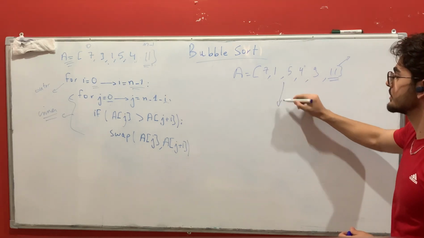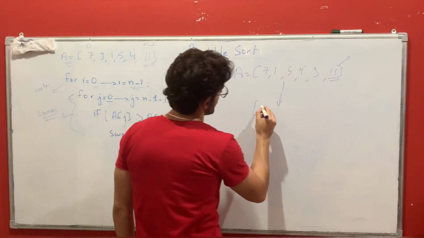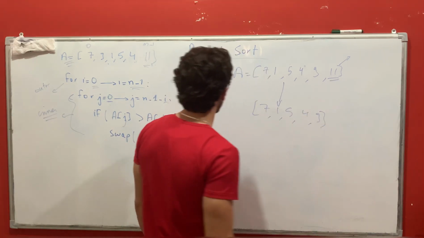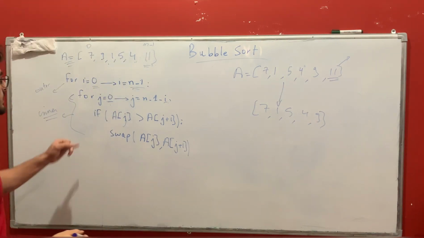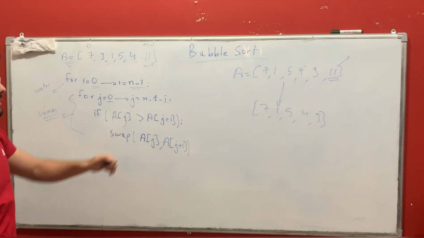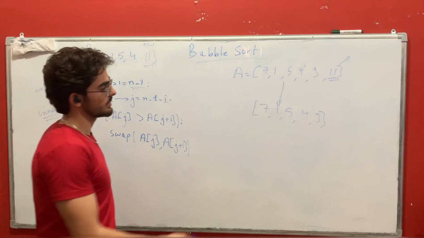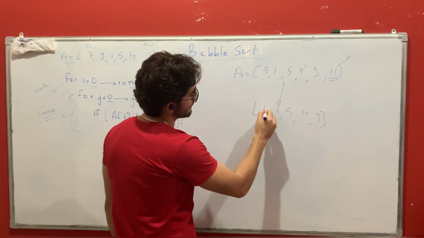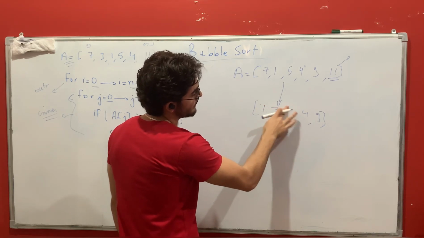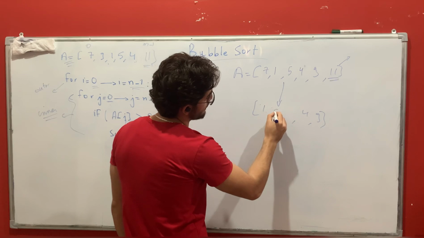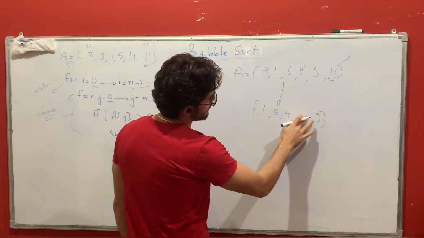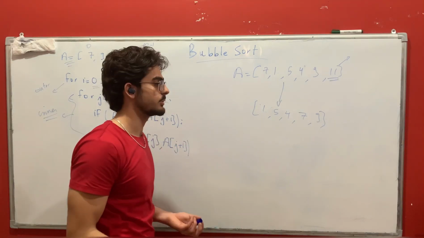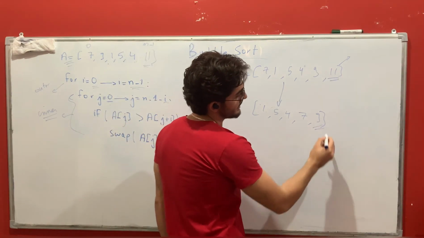We continue the sorting algorithm on the rest of the array, which is 7, 1, 5, 4, and 9. We repeat the same process we did for j equal to 0 to j equal n minus 1 minus I. So here 7 is greater than 1, so we swap them. The same goes for 5 and 4. Nine is greater than 7, so we don't swap. 9 now is in its final position.